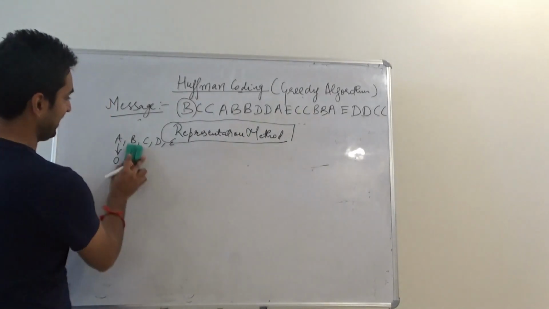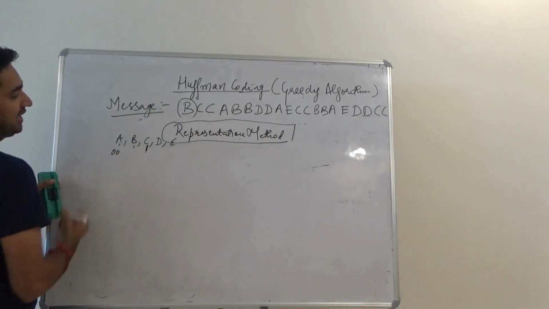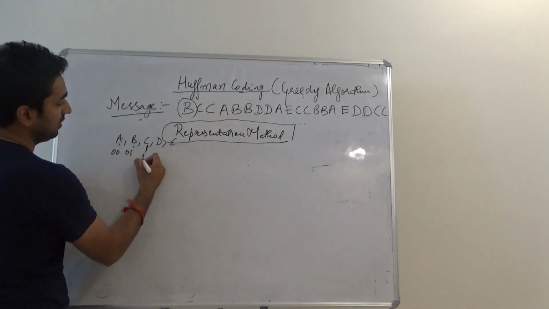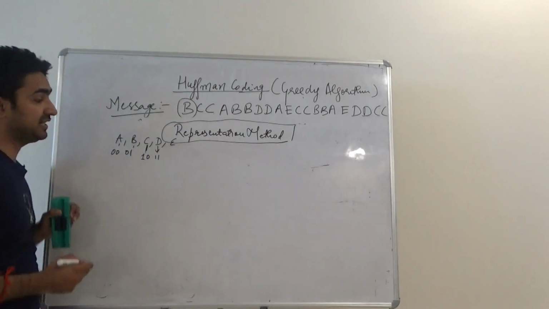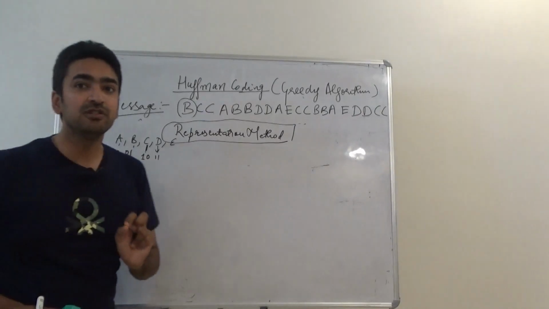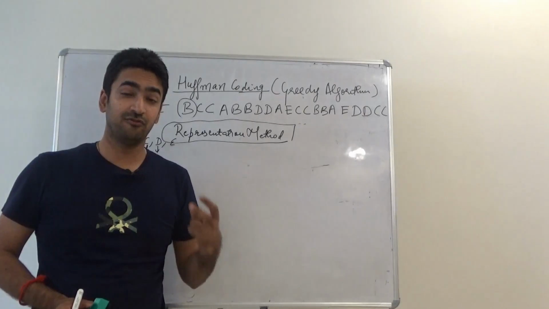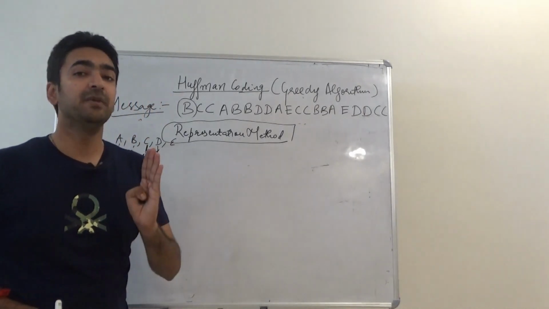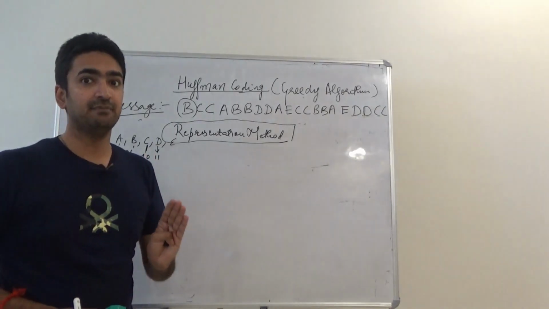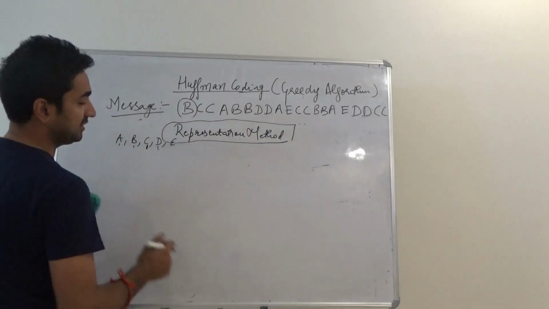Now if there are 3 characters, they can be represented as 0, 0, 0, 1, 1, 0. If there are 4 characters, they can be represented as 1, 1 as well. But unfortunately, there are 5 characters here. So 5 characters means the minimum number of digits in the representation has to be 3. And how can the 3 digits representation be done?